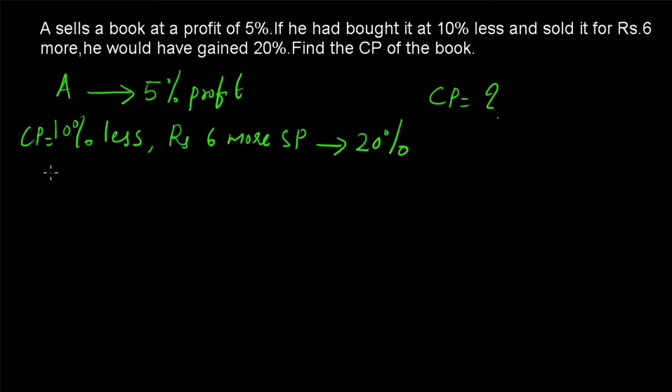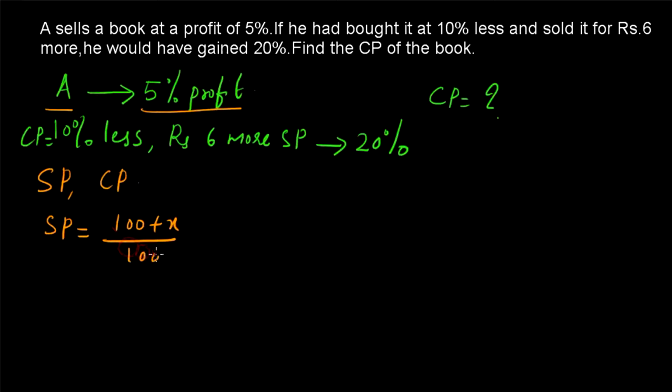Let selling price be represented as SP and cost price be represented as CP. Now A is selling the book at 5% profit. So how can we write the formula? Selling price is equal to (100 plus X) by 100 into cost price. That is the general formula. So here we will get SP is equal to 105 by 100 into CP.